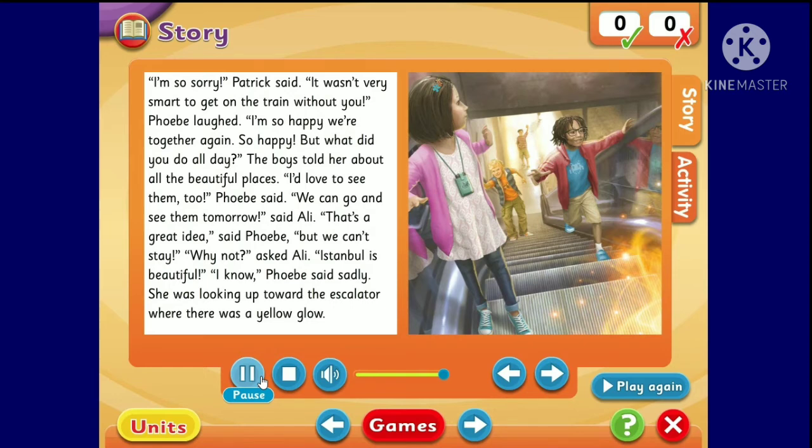The boys told her about all the beautiful places. "I'd love to see them too," Phoebe said. "We can go and see them tomorrow," said Ali. "That's a great idea," said Phoebe. "But we can't stay." "Why not?" asked Ali. "Istanbul is beautiful." "I know," Phoebe said sadly. She was looking up toward the escalator where there was a yellow glow.